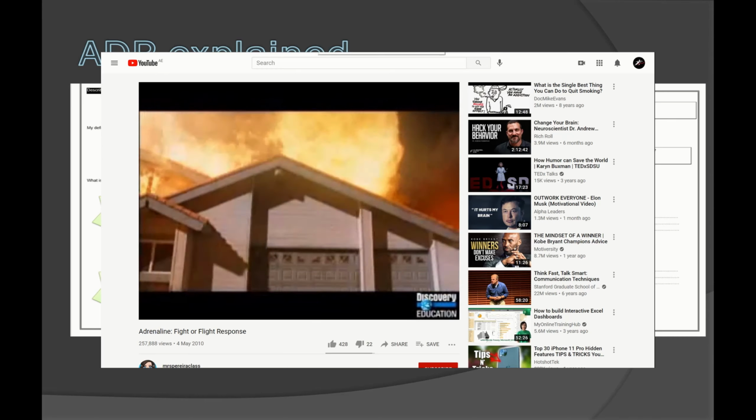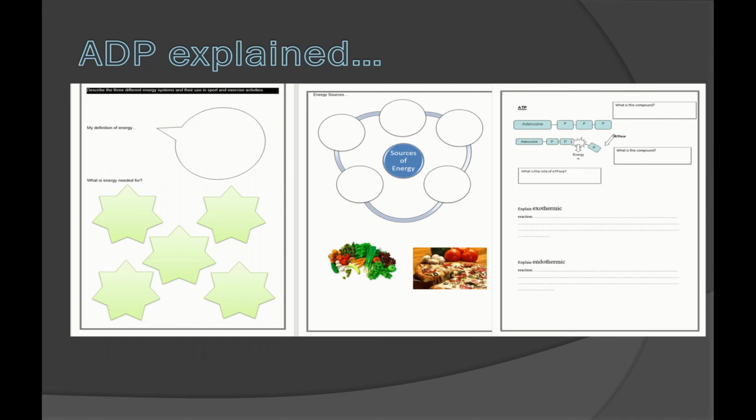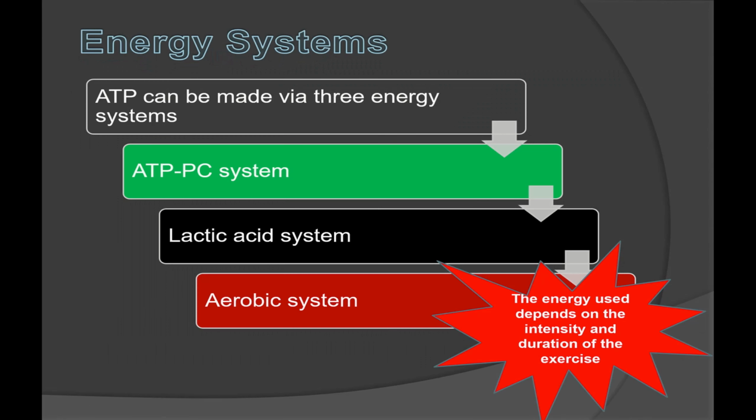Here we're talking about what energy is needed for, the sources of energy that we consume, and then of course ATP, what this compound is, the enzyme which breaks it down, and also exothermic and endothermic reactions. So 5 or 10 minutes to get those tasks done, and then we'll start the 3 energy systems on the next slide.